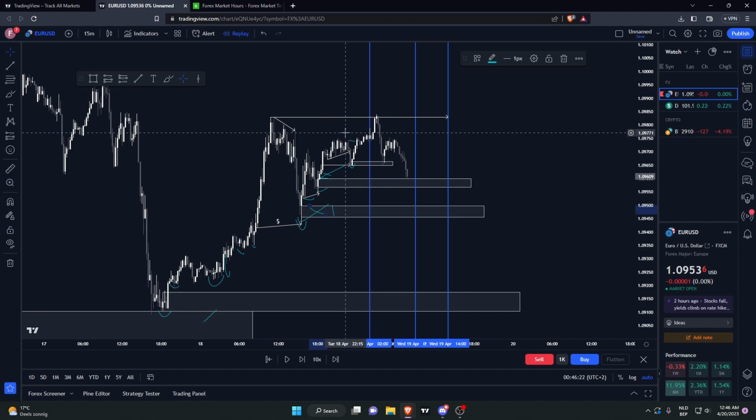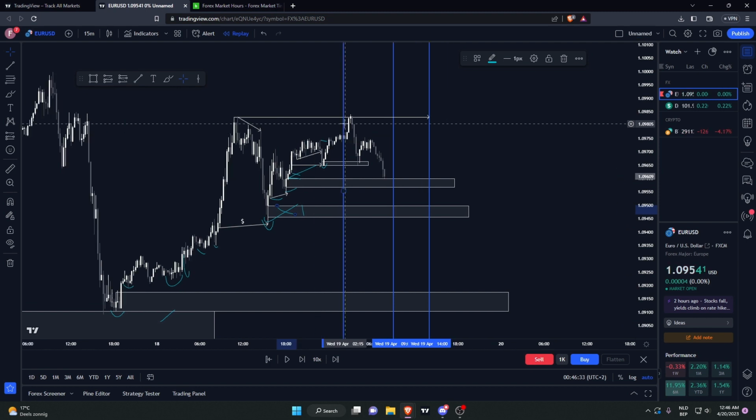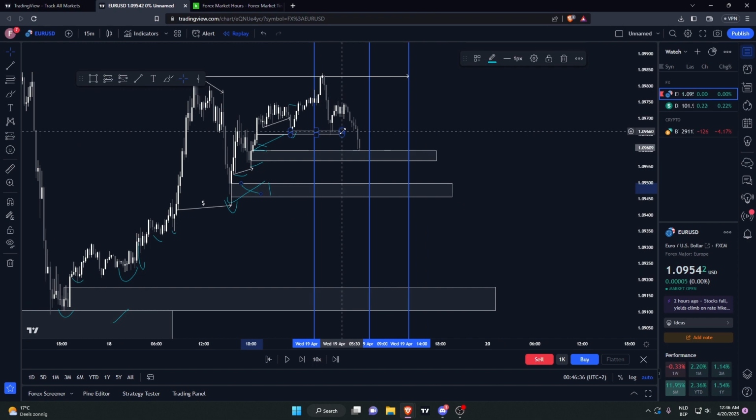You have to be realistic, right? Because of course price can always bounce, but at the end of the day, what's going to determine if price will bounce is liquidity and how good it's going to bounce. So what do we expect? We could see a bounce right here.